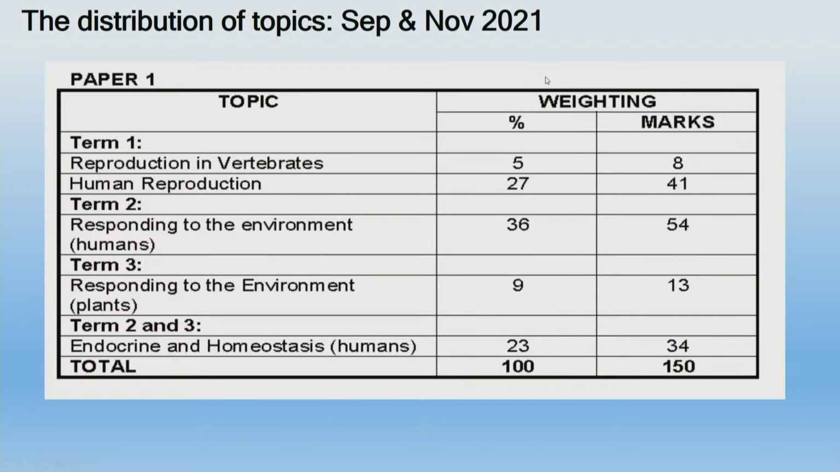On the next slide, we have the distribution of topics for the September and November 2021 examination. Let us look at the first topic, reproduction in vertebrates, which will be out of 8 marks. Human reproduction will be out of 41 marks. Responding to the environment, the human nervous system, will be out of 54 marks. Responding to the environment, plant hormones, will be 13 marks, and endocrine and homeostasis together will be out of 34 marks.